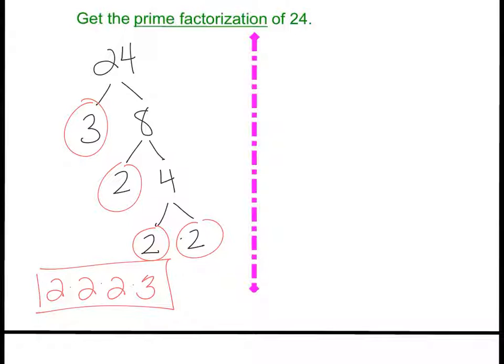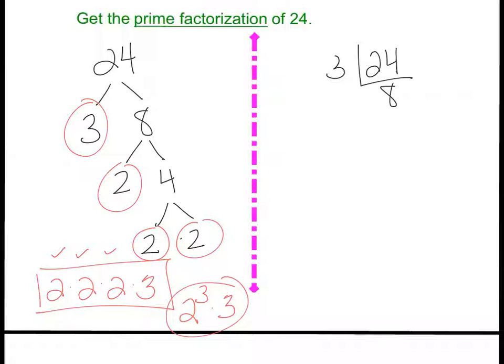And if you want, you can write that as 2 to the third, since there's 3 2's, times 3. Both of those answers mean the same thing. Now, if you think you might like the upside down division, let's do it that way. I have to find something prime that goes into 24. So let's use 3. 3 goes into 24 8 times.